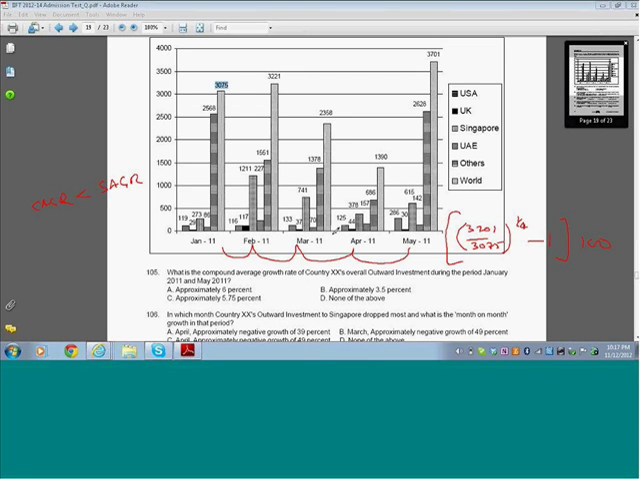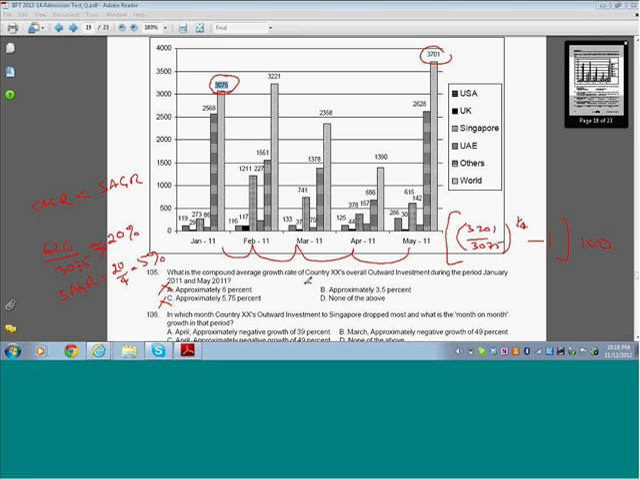So when you have a question on compounded annual growth rate, your task is not to calculate the compounded annual growth rate, but to calculate the simple annual growth rate, and then use the choices and eliminate to get the correct answer. Similarly, the next question asks in which month country X's outward investment to Singapore dropped most, and what is the month-on-month growth in that period. You don't have an option but to go through the choices again. You did not get the last step in the previous question. I said these two choices we had eliminated in any case. Choices A and C are incorrect, so the answer is either 3.5% or 4%.